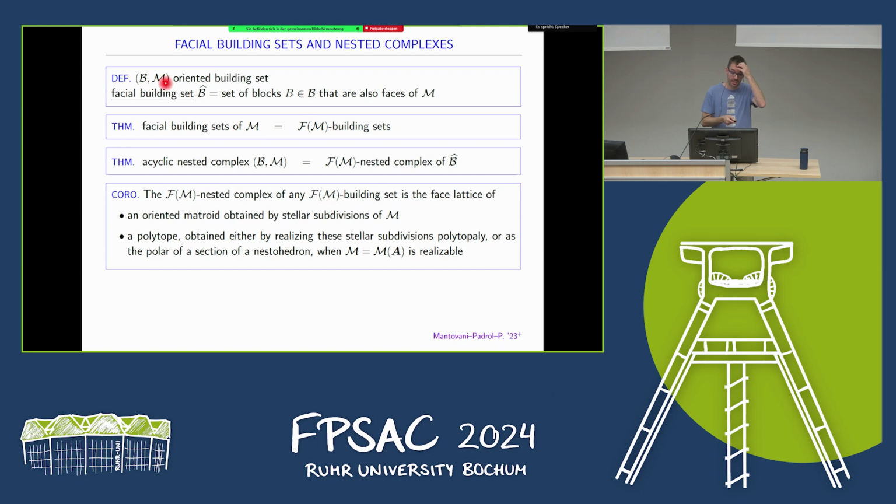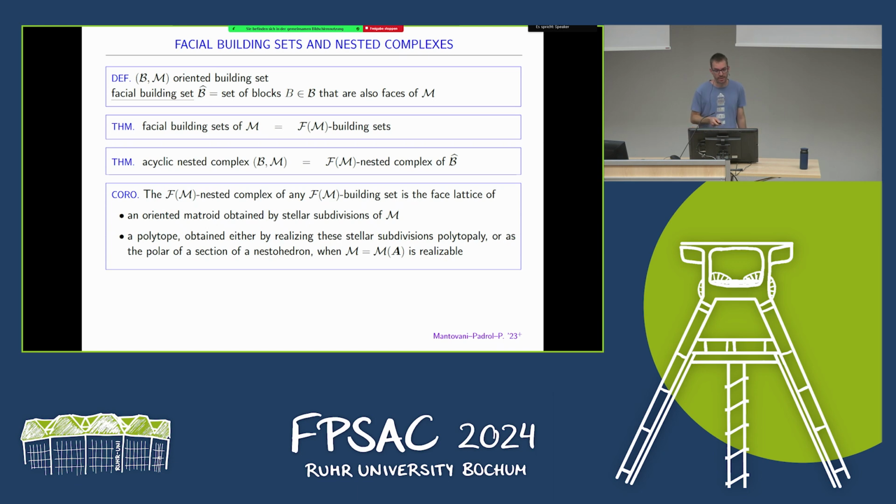So if I start from an oriented building set, I can construct out of it what we call the facial building set, which just consists of the blocks of my building set which are also faces of the oriented matroid. So just a subset of B. The first thing that we prove is that the facial building sets are exactly the building sets over the Las Vergnas face lattice of M. And the second thing that we prove is that the acyclic nested complex that we considered before is exactly the lattice nested complex of this facial building set over this Las Vergnas face lattice.